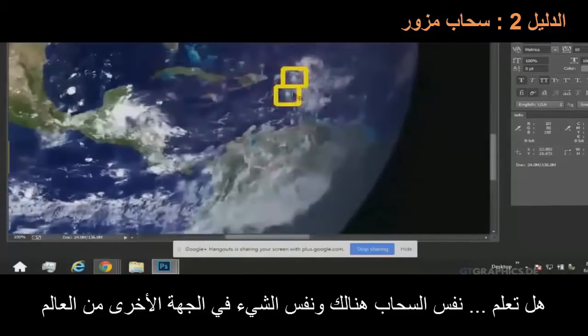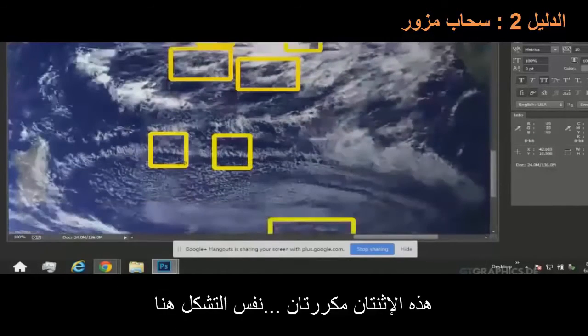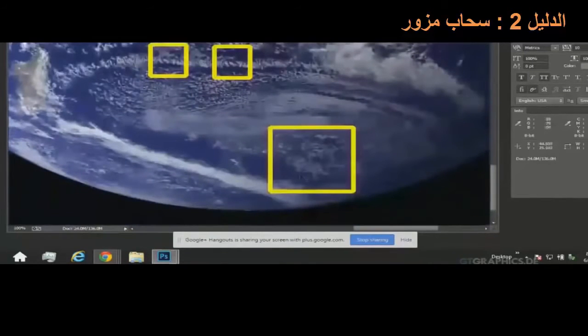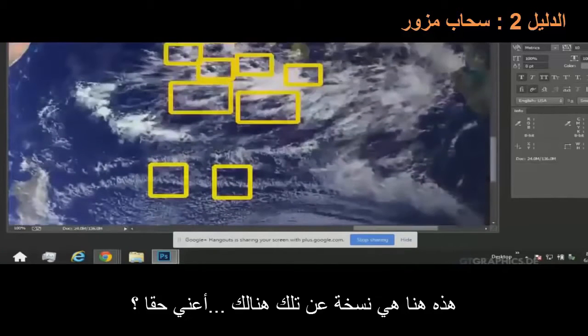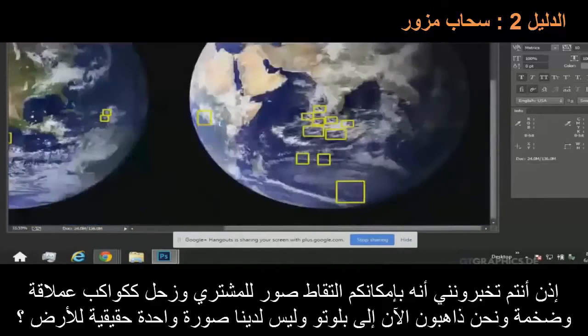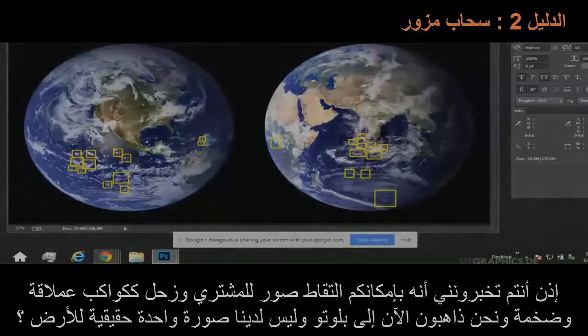Same clouds right there, and the same thing on the other side of the world. They got careless. Here, look, one, two, three, four, five of the same formations replicated right there. These two replicated, same exact formations right here. This right here is a clone of that right there. I mean, really? So you're telling me that we could take pictures of Jupiter and Saturn, huge, massive planets, and now we're going out to Pluto, but we don't have one legitimate picture of the Earth?